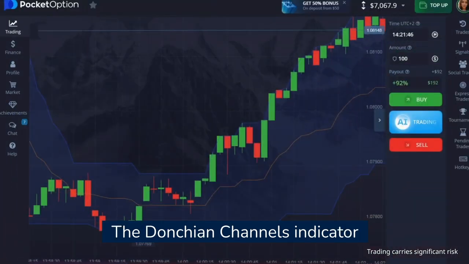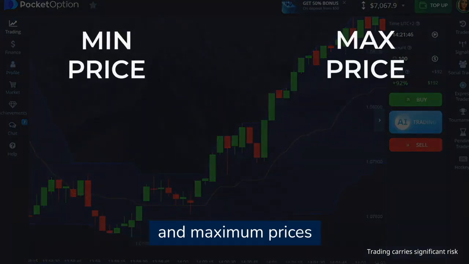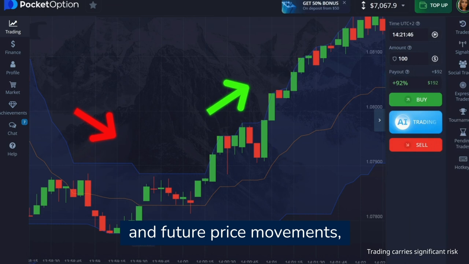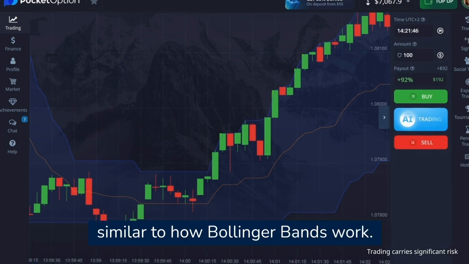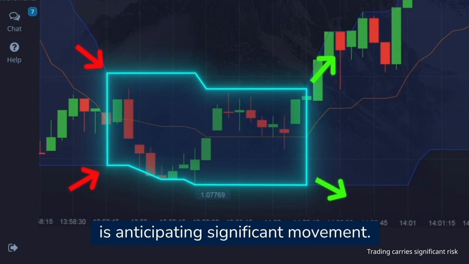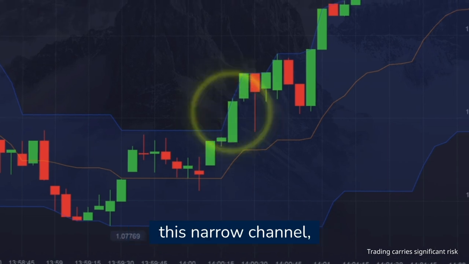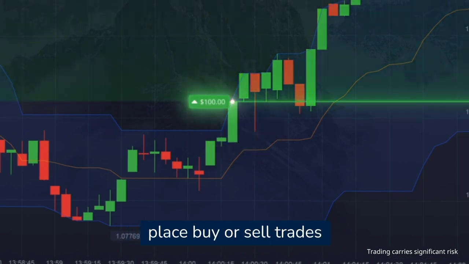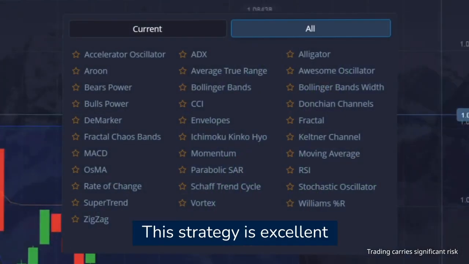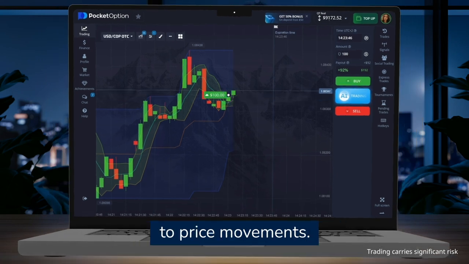The Donchian Channels indicator can also be used not only to determine minimum and maximum prices, but also to analyze volatility and future price movements, similar to how Bollinger Bands work. When the channel lines narrow, it may indicate that the market is anticipating significant movement. In this case, if the price breaks through this narrow channel, place buy or sell trades depending on whether there is a sharp move upward or downward. This strategy is excellent for short-term trades and allows you to react quickly to price movements.